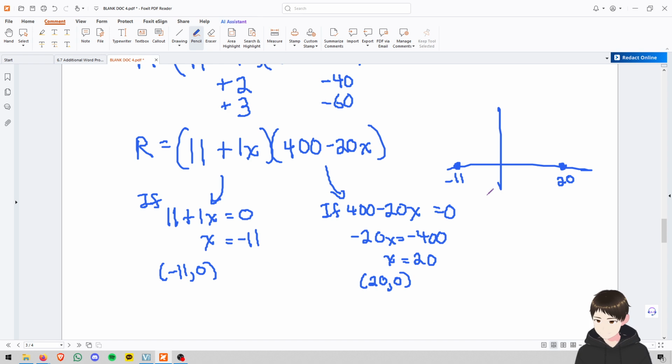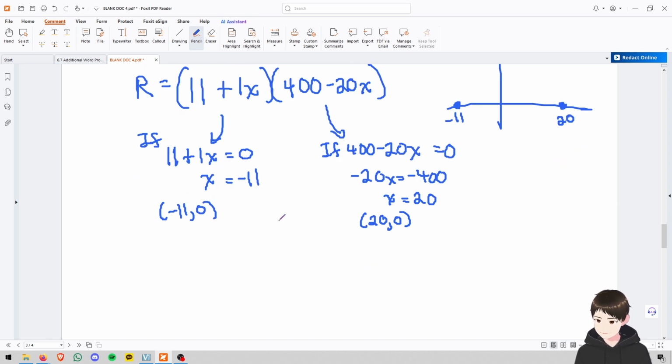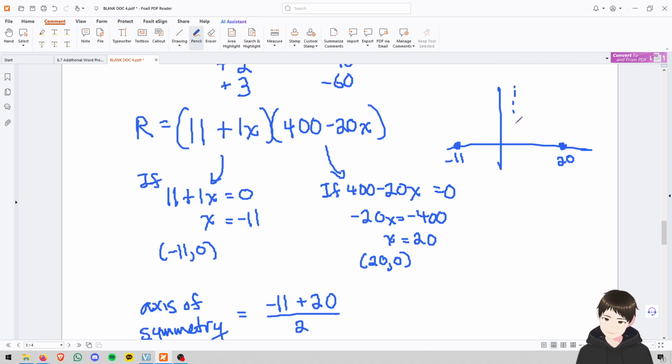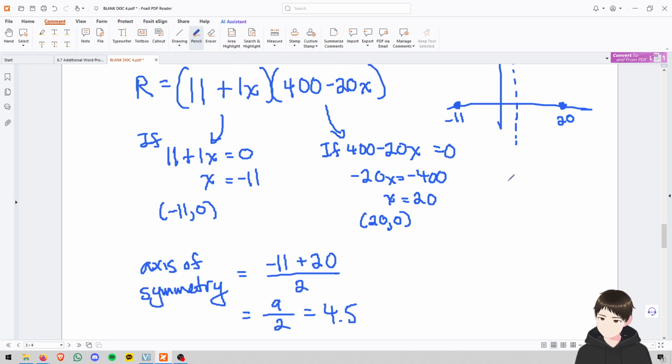Where's the middle ground? Well, I don't know. I'm going to average it. So the axis of symmetry is going to be the sum of the x-intercepts divided by 2. That is 9 over 2, which is 4.5. My axis of symmetry is going to be somewhere here. Okay, great. So where's my vertex? Remember, this means my vertex x value is going to be 4.5.